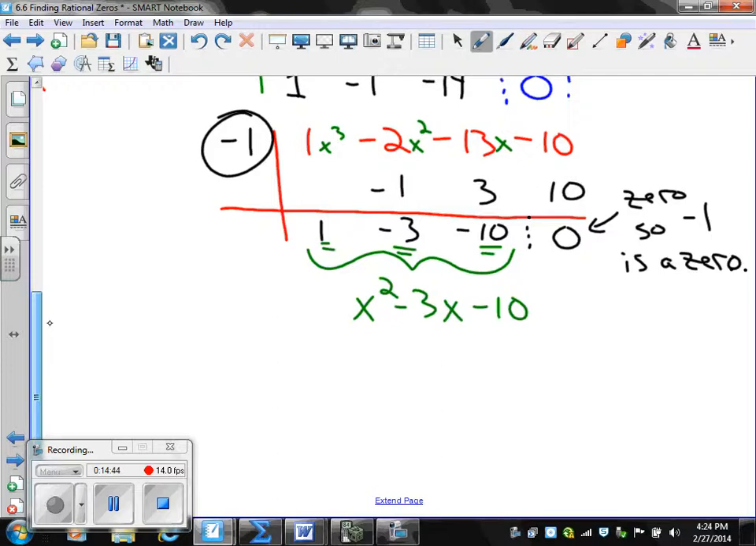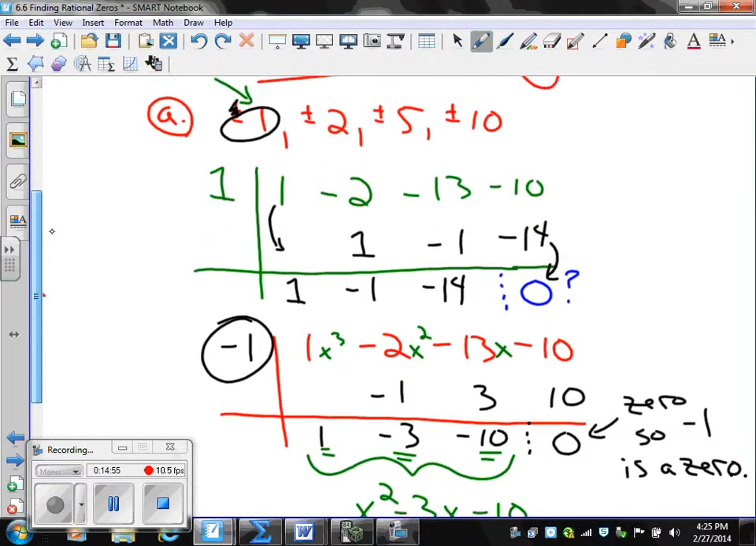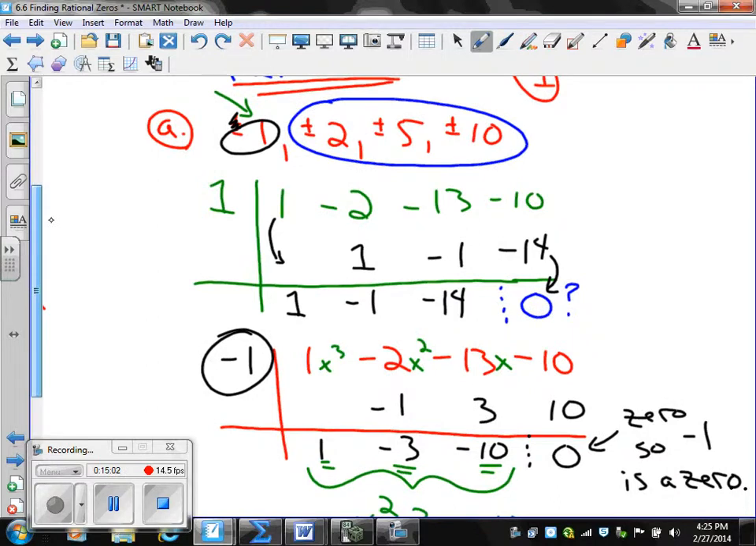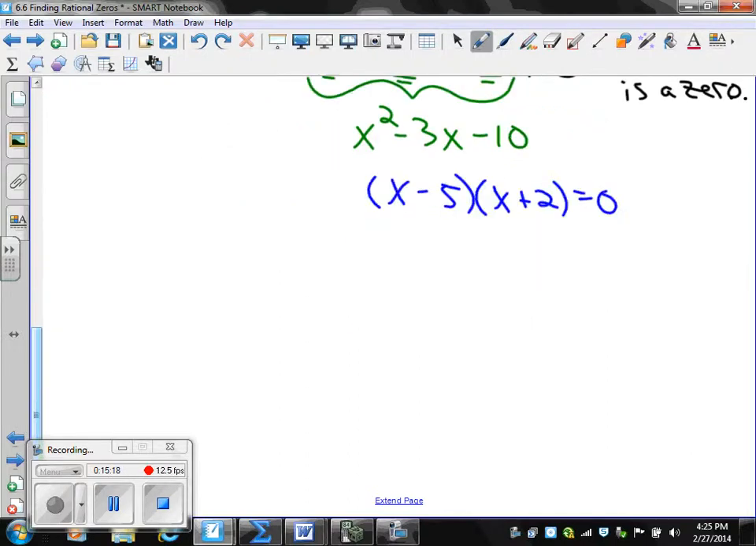And now, this is now a quadratic. If it's factorable, we should go ahead and factor it and then solve it that way. That might be easier for us. Another option is we can go back to our list. I'm going to go way up here, and we have these other numbers to check, plus or minus 2, plus or minus 5, plus or minus 10. We certainly can do that, and we can continue with our synthetic division. I'm actually going to factor this because we can. And this is going to factor to x minus 5, x plus 2.